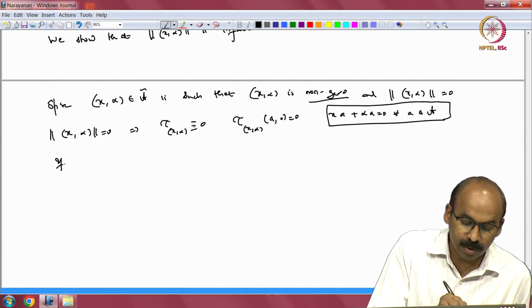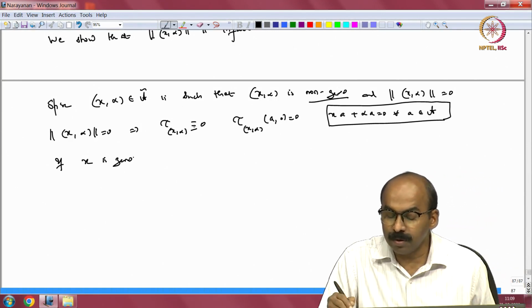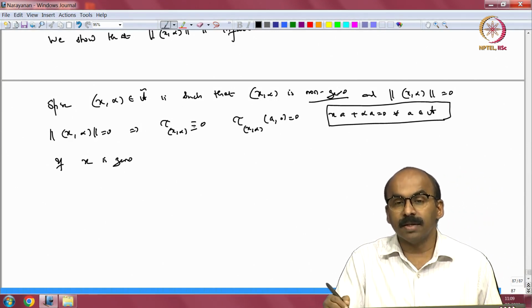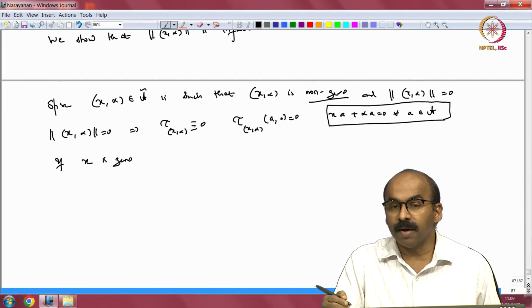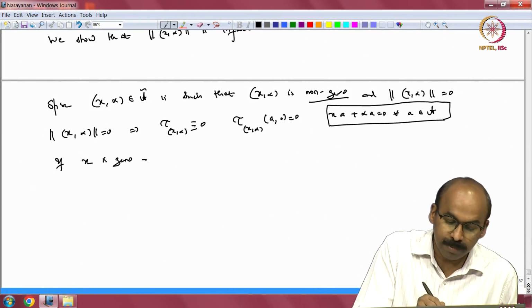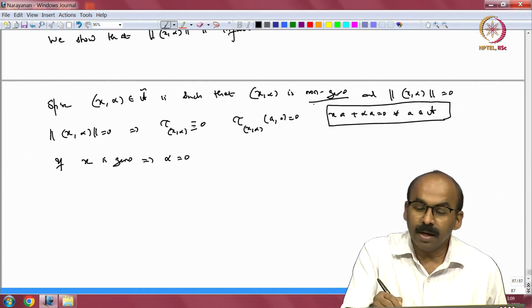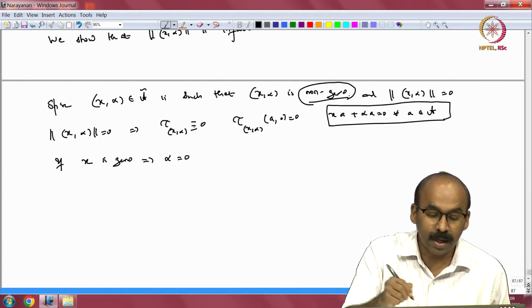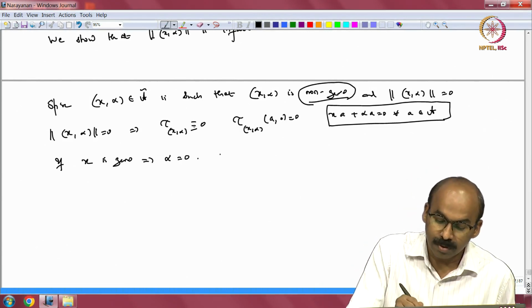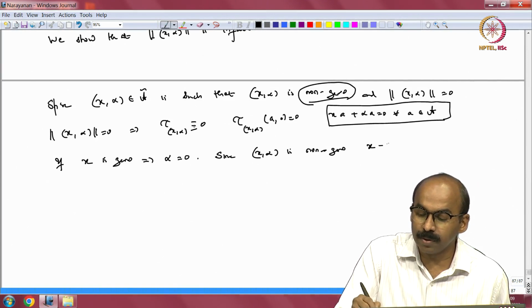So, if x is 0, what will happen to that equation? If x is 0, x a is 0 and what I have is alpha a is 0 for every a. So, alpha will be 0. So, this implies alpha is 0. Okay. But we are taking a non-zero element, right. So, x cannot be 0. Okay. So, since x alpha is non-zero, x cannot be 0.